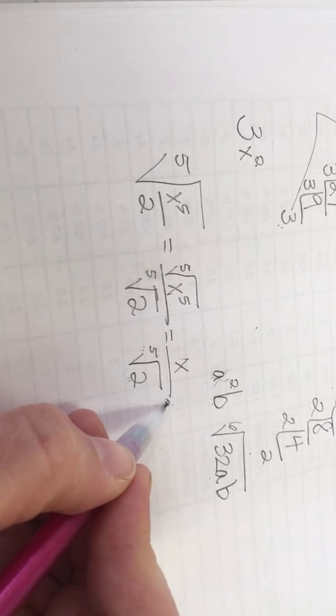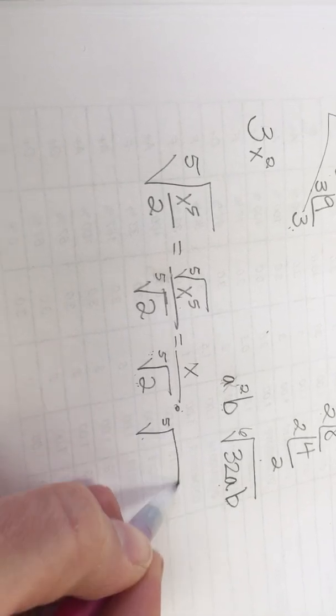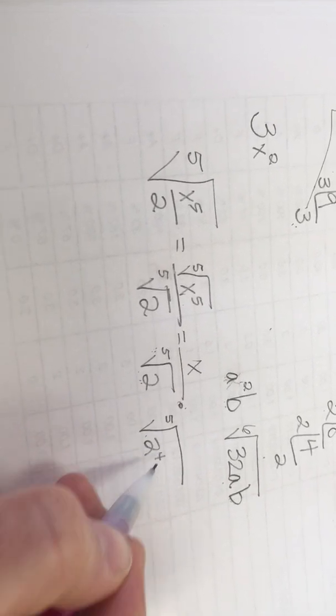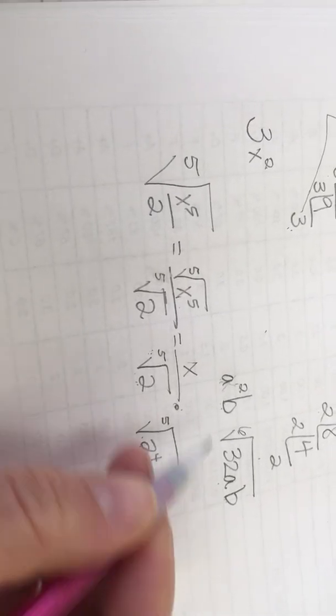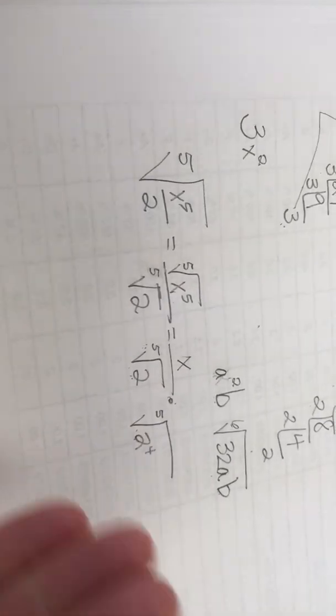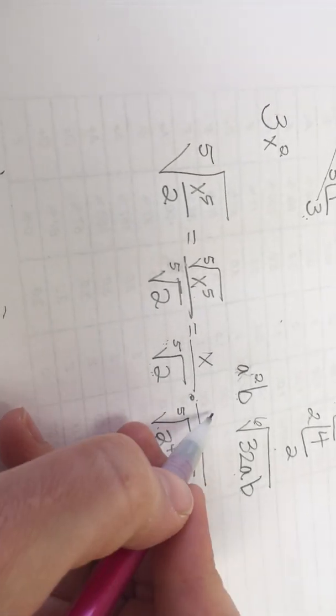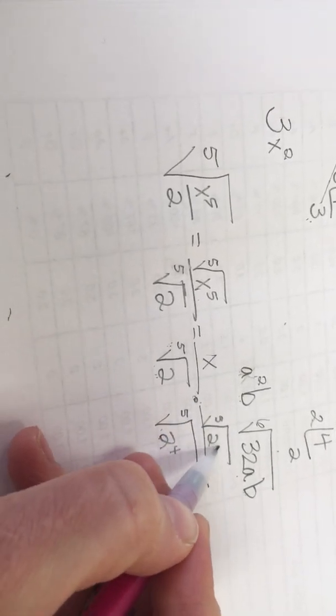So I need to multiply by whatever is going to make 5 2s. So I need 4 more 2's to be able to get him out of that radical, meaning to get rid of the radical so that I don't have it in the bottom. And remember, whatever I do to the top, I have to do to the bottom as well.